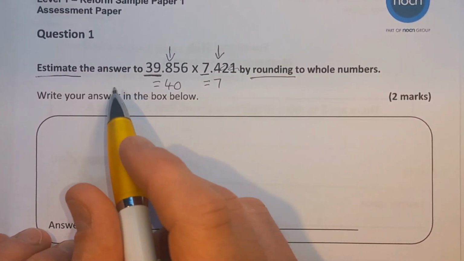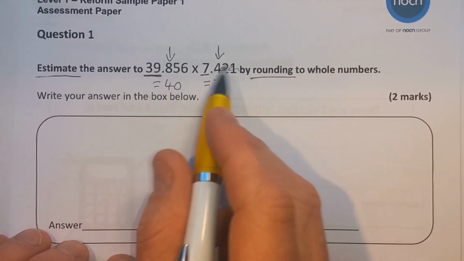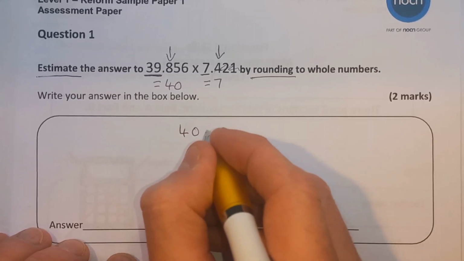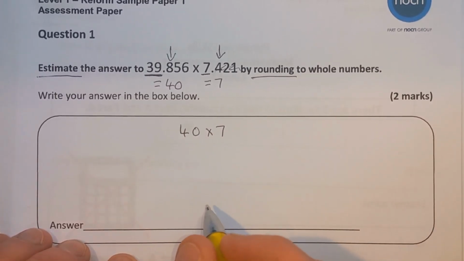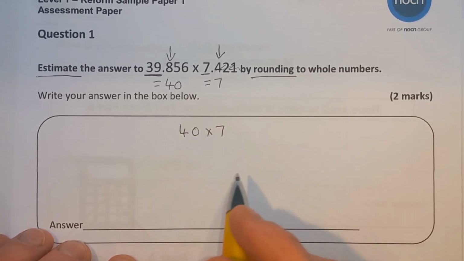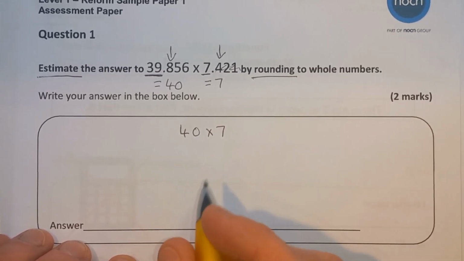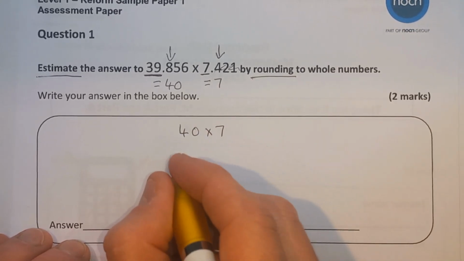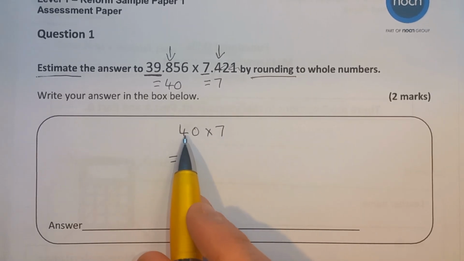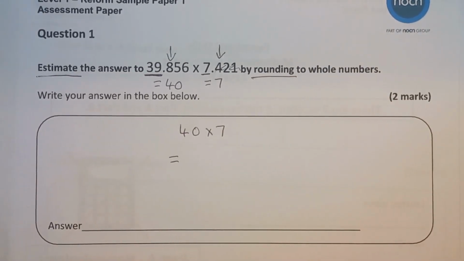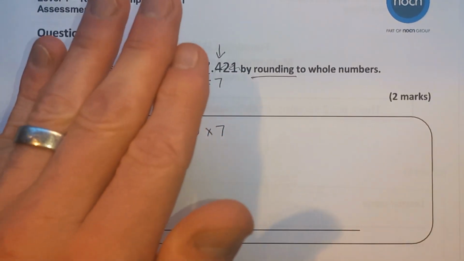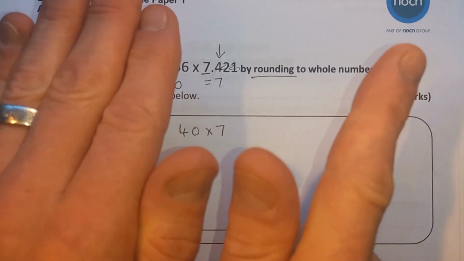So they wanted us to estimate the answer to this. So instead of these numbers, we can ignore those completely now, and what we want is 40 times 7. Well, the first thing we can do is ignore the 0. We will put it back in afterwards, but we can ignore it for now. So if we just think 4 times 7, well, you might find it easy to do 7 times 4 if you're better with your 4 times table. So that would be 4, 8, 12, 16, 20, 24, 28.